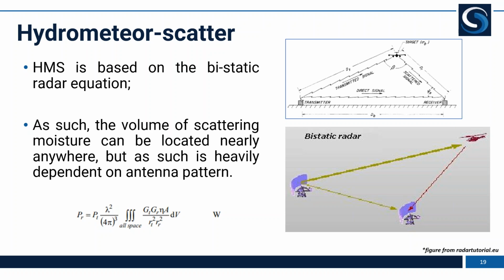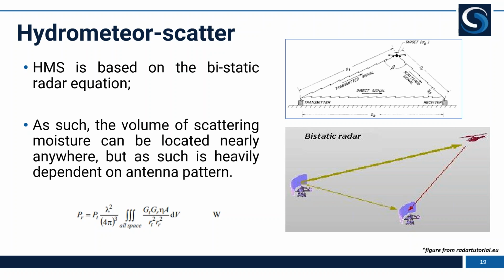And many of the parameters in the bistatic radar equation are also relevant for hydrometeor-scatter, especially considering the distances, the powers, the gains, and the frequency characteristics. So the main difference between how hydrometeor-scatter is calculated and the bistatic radar equation is what's called, in the bistatic radar equation, the radar cross-section, or how large an object appears to the radar.